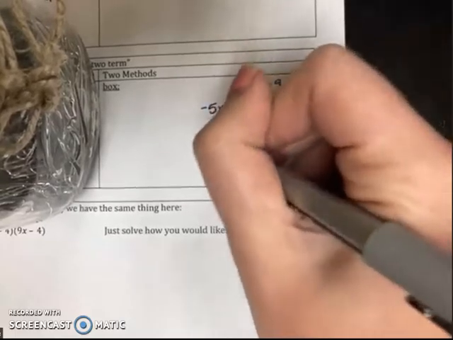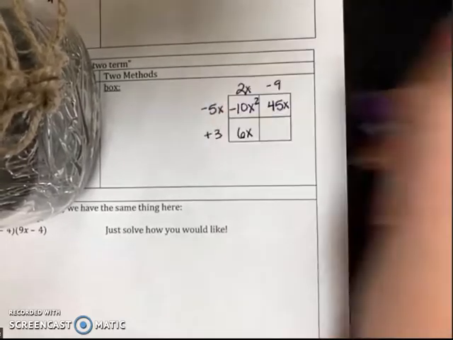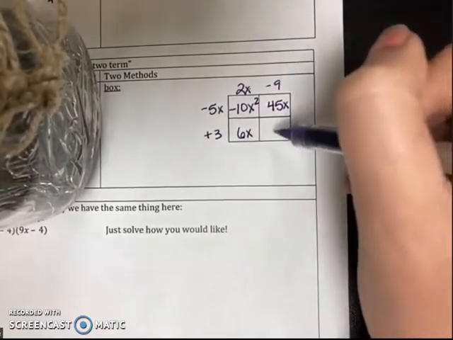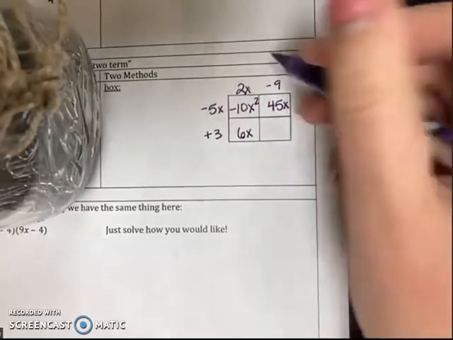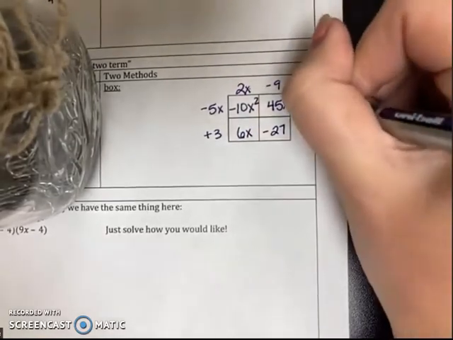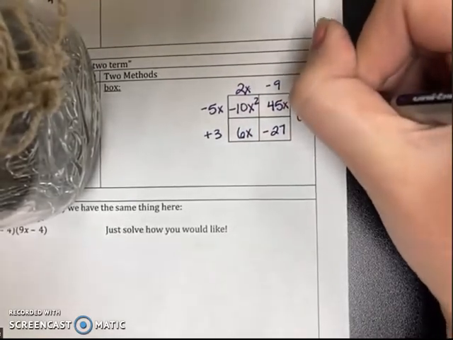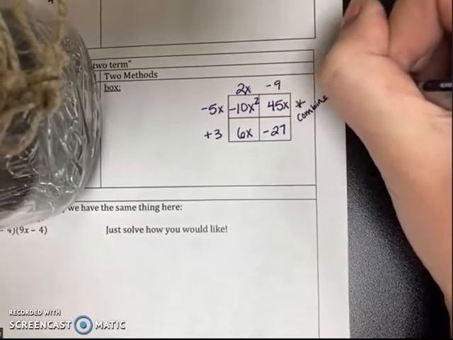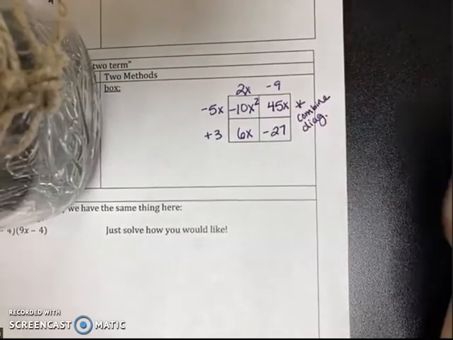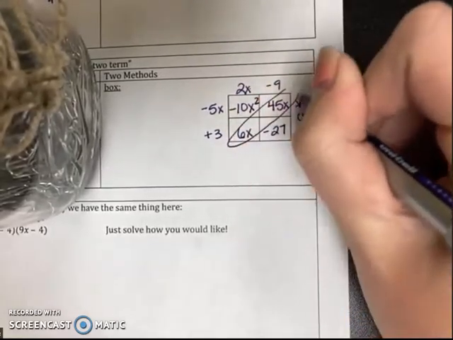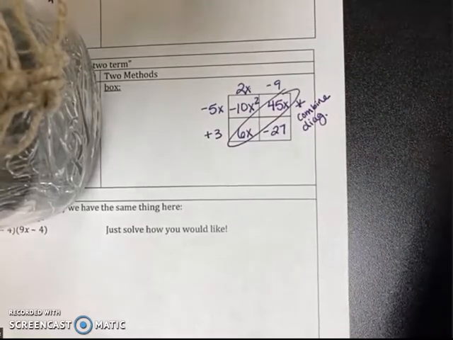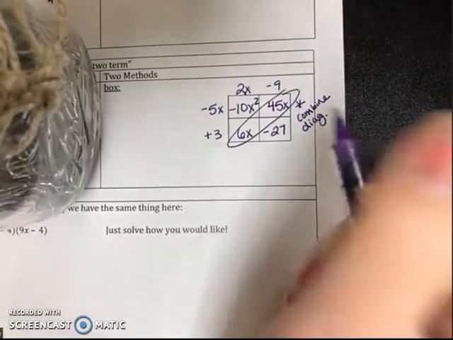And then now I have a 2x here and a positive 3 here. So 2x times 3 is a 6x. And then this last box, negative 9 is above, positive 3 is to the left, so that would give me a negative 27. Now something that makes it easier, and you'll see that later when we have a more complex one, is we combine the diagonals. So I can see my like terms by taking a look at the diagonals. It doesn't always work, but most of the time it does work.